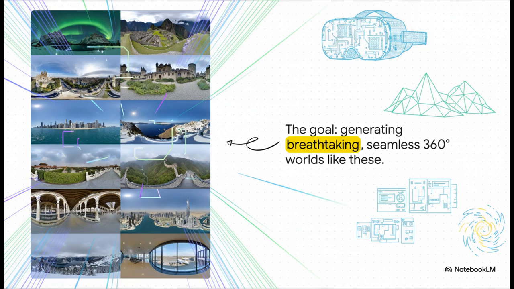An AI model has to learn this incredibly weird, nonlinear geometry from scratch. And on top of that, it has to be absolutely perfect where the left and right edges meet. If there's even a single pixel out of place, the whole illusion of being in a seamless world is just gone. It's a massive, massive technical hurdle.